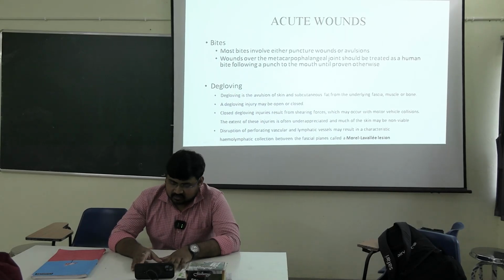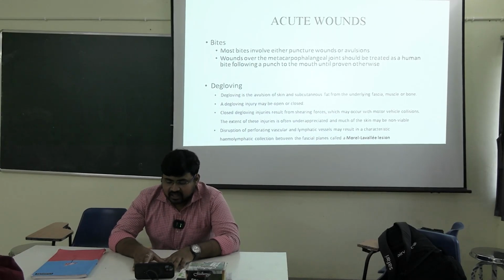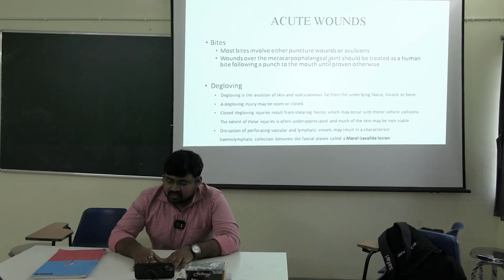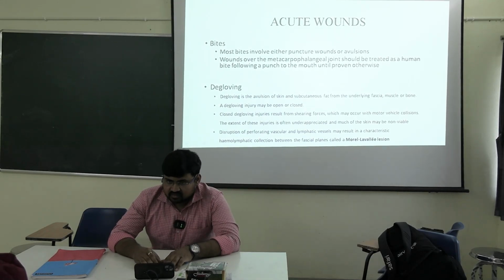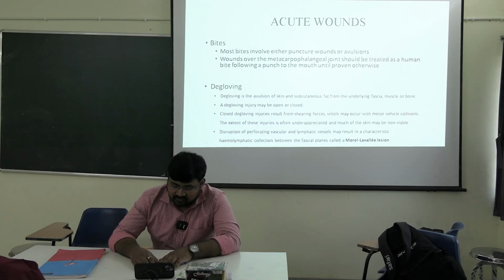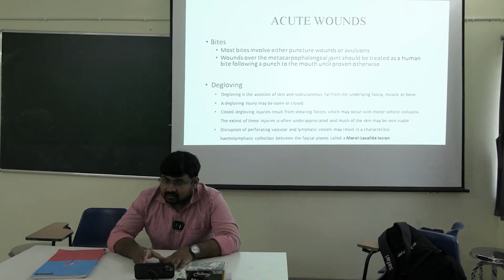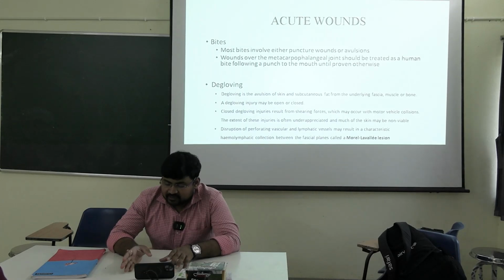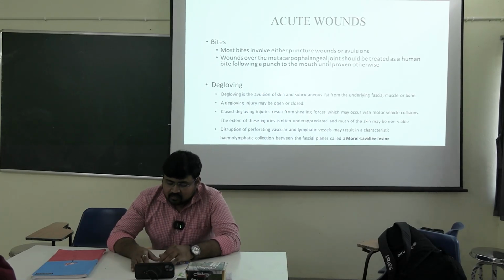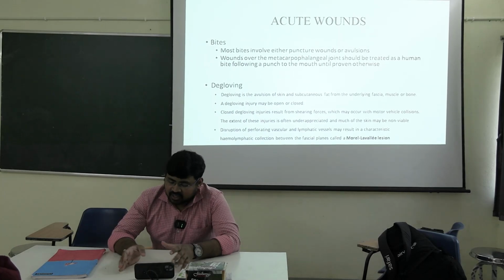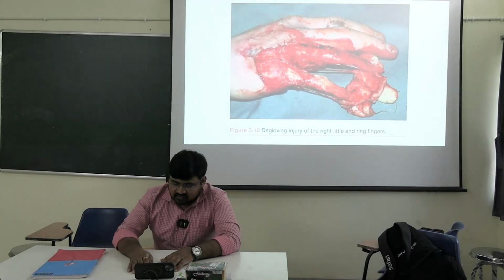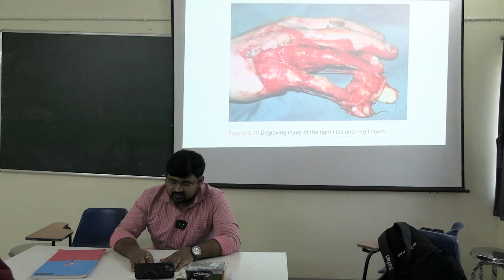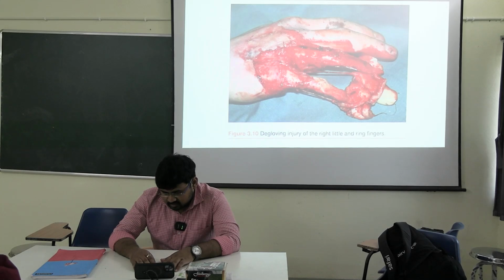Degloving is the avulsion of skin and subcutaneous fat from the underlying fascia, muscle or bone. A degloving injury may be open or closed. Closed degloving injuries result from shearing force, which may occur with motor vehicle collisions. They all come under degloving injuries. There might be disruption of vascular and lymphatic vessels, resulting in a characteristic hemolymphatic collection between the fascial planes called a Morel-Lavallée lesion. In this figure you can see degloving injury of the right little and ring finger.